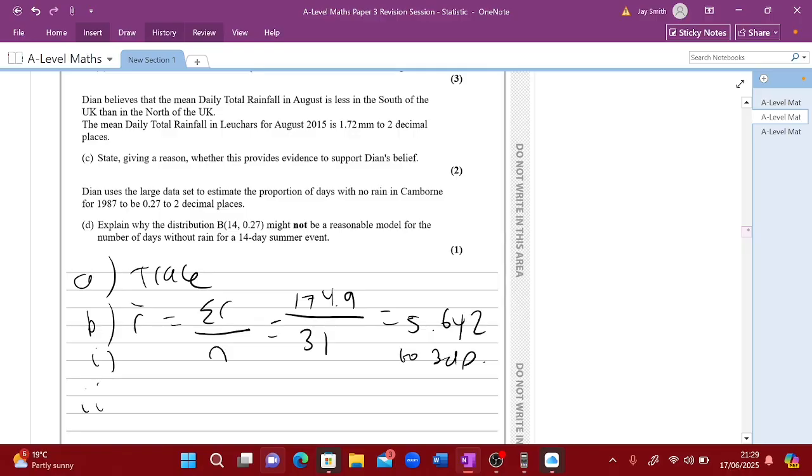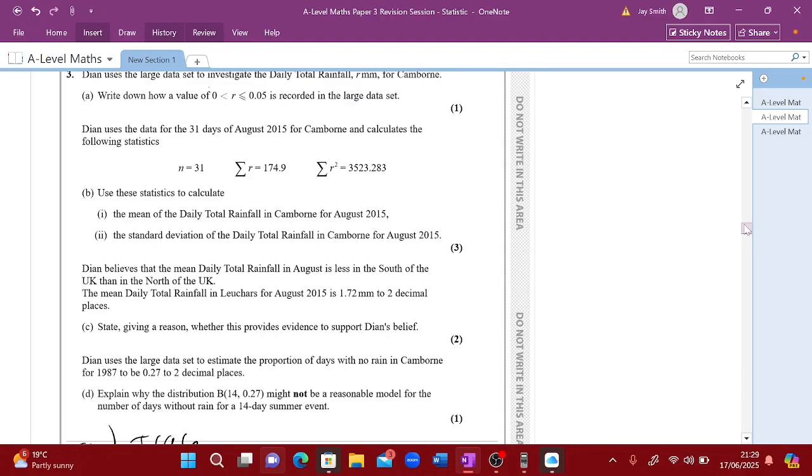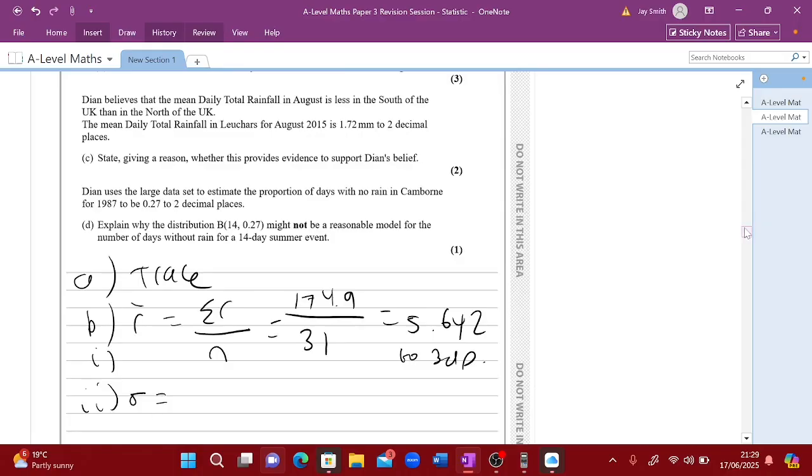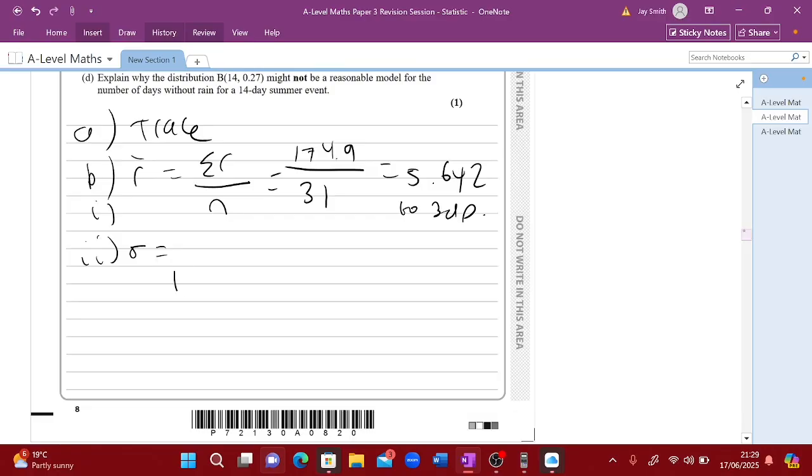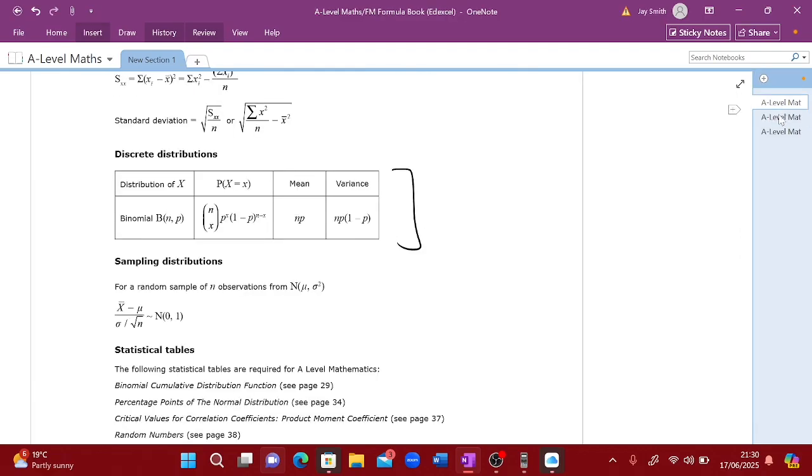Then the standard deviation, which is sigma, that's going to be the square root. And I'm not sure you need to know this. Have a look in the formula book. But it's going to be the square root of the sum of the values squared over n, minus the mean squared, or in particular, sum of r over n all squared, and that's all square rooted. Let me have a look at the formula book to see if you need to learn that or not. Oh, they give you standard deviation here. Oh, it's right here. Okay.